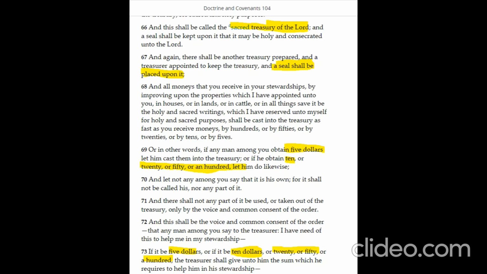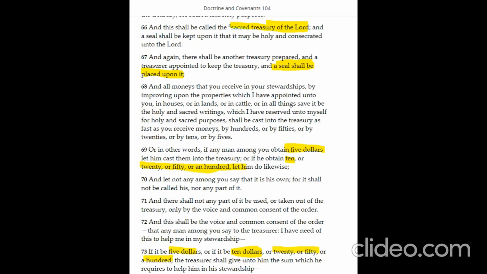Okay, number 66, the sacred treasury of the Lord. That's what this whole ordeal is about. The sacred treasury of the Lord. Well, what is that? A seal shall be placed upon it.